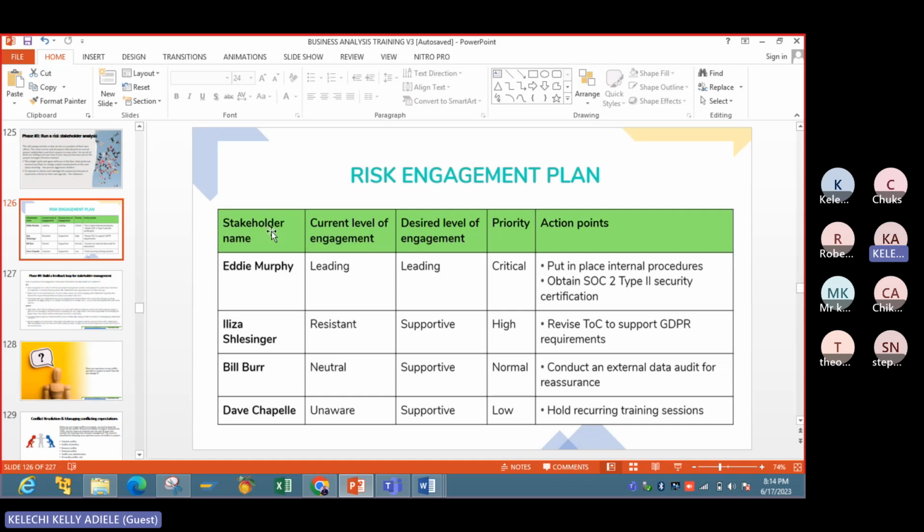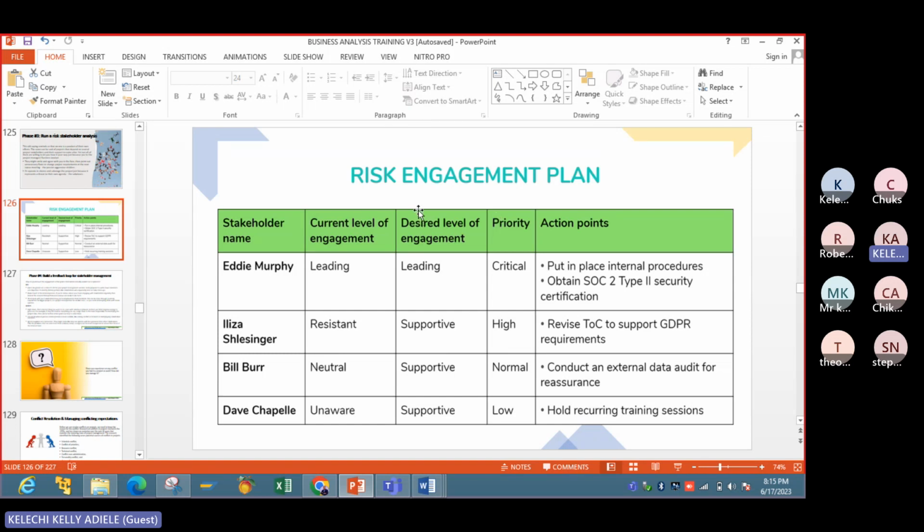So we have the stakeholder name, the current level of engagement. So you can see that maybe you have spent a month with them. You now have to start this risk engagement plan. It happens after you have had initial engagement, after you have done your requirements. When you do stakeholder requirements gathering, you will know those who will be resistant, you will know those who don't want to give you information, right?